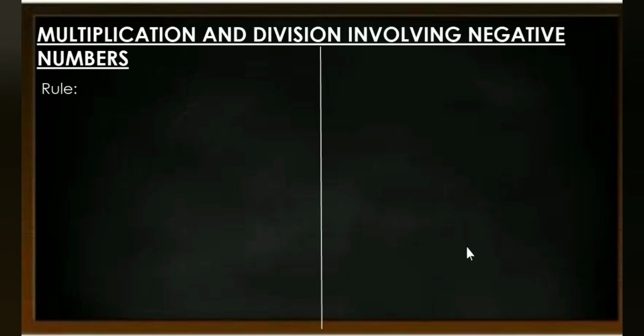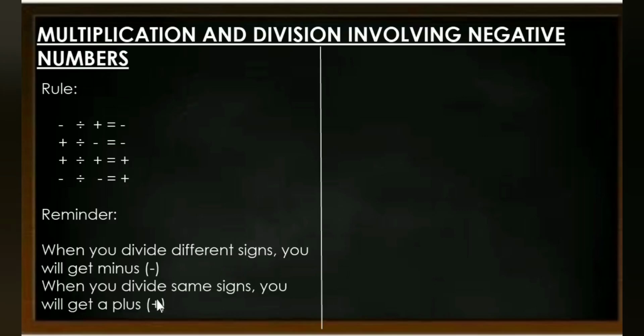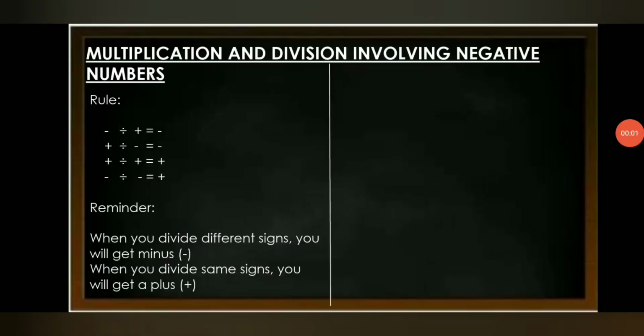Now let's move on to division. The rules in division are almost the same thing as that of multiplication in that when you divide different signs, you get a minus. When you divide same signs, you get a plus. Easy to remember, right? So as a reminder, when you divide different signs, you get a minus. When you divide same signs, you get a plus. Now let's take a look at some examples.